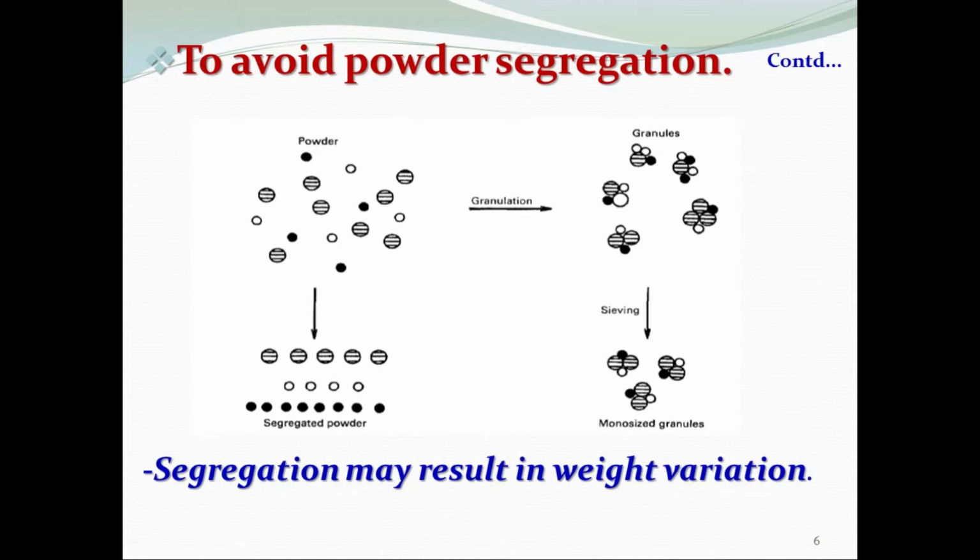We call this segregation. If your drug particle size is different and your excipient particle size is different, then your drug and excipients will get separated. At the time of compression, this will result in weight variation. Every tablet will not be of the same weight, and ultimately there will be a variation in the dose of your drug in each and every tablet. So we need to avoid powder segregation.